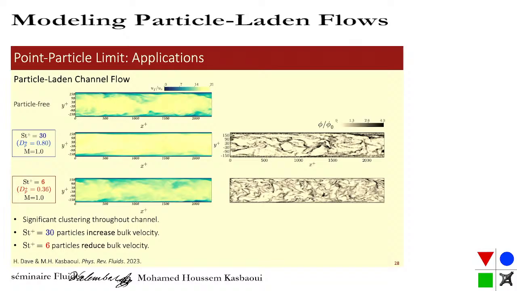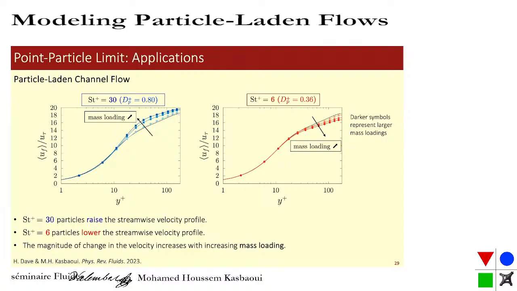So these are just some snapshots of streamwise velocity and particle concentration. This is the particle-free channel. We added these particles that have a size of 0.8 wall units, and you can see brighter colors there, which means that the bulk velocity increased. These are some of the particle structures that you can see there. And with the smaller particles, we have a reduction in the bulk velocity. This is just from a quick look in VisIt, which is the visualization software that we use.